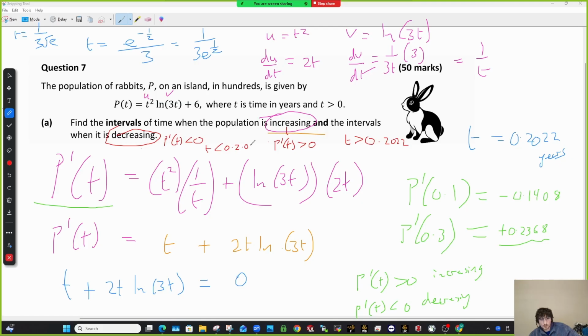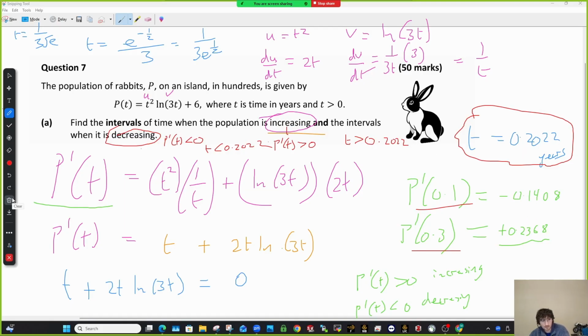So basically, before the 0.2 years passes, the rabbit population is decreasing. Very tough question. As I said, the student picks up a ton of marks for just finding the turning point, and then this is a bit tough, to get a point left and right of it and judge whether it's increasing or decreasing before the turning point.